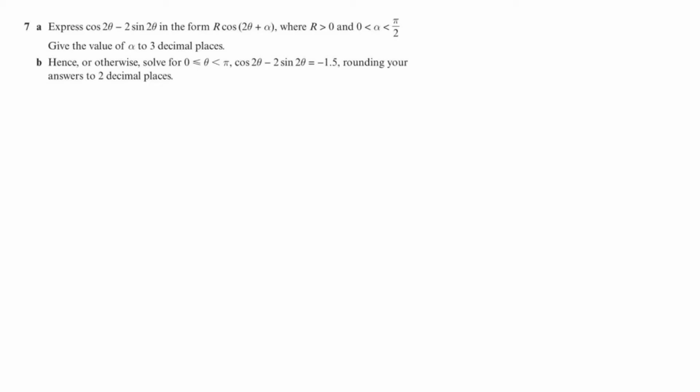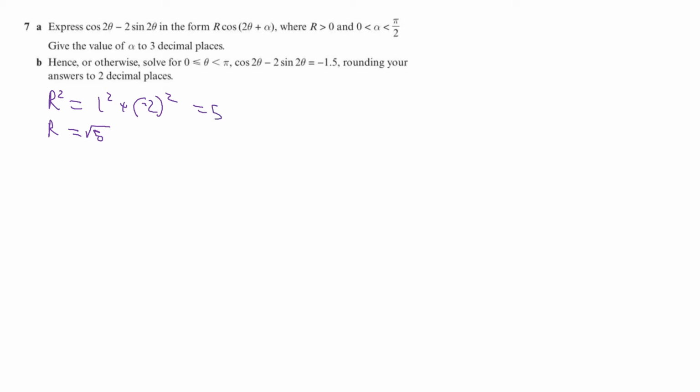Now let's look at something like this. Express cos 2 theta minus 2 sine 2 theta in the form r cos 2 theta plus alpha. How are we going to do that? Well, let's take a look. R squared is going to be what? 1 squared plus minus 2 squared, which is equal to 5. Sorry, r is equal to root 5.